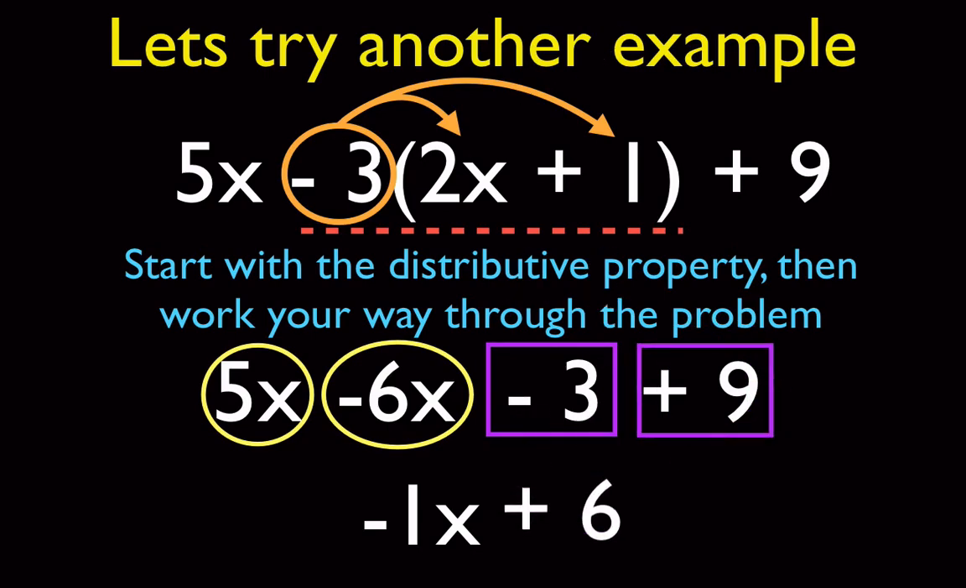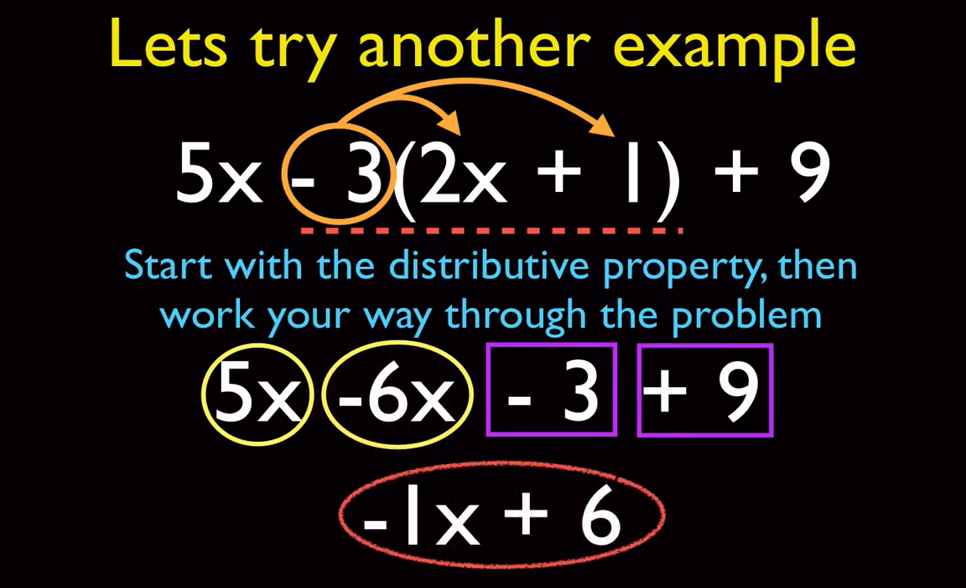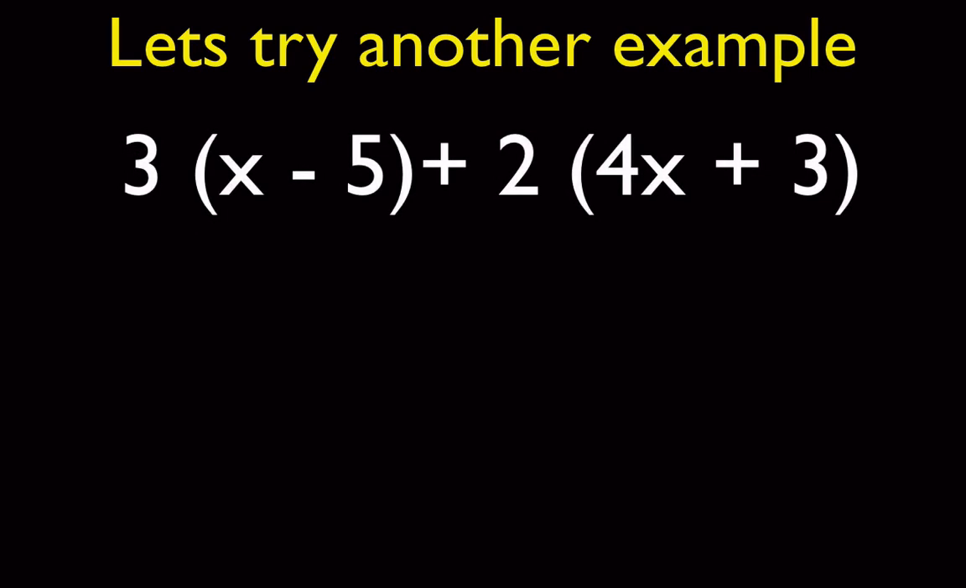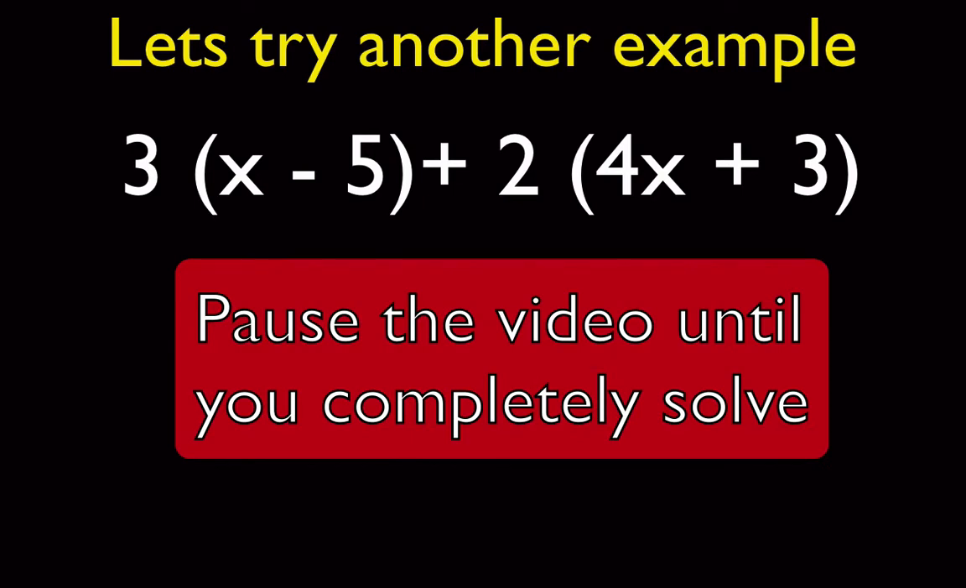And as you can see, doing this, I end up with negative 1x or negative x, and 9 minus 3 is 6. I'd like you to go ahead and try this one on your own. So pause the video, and when you guys feel like you have the answer, go ahead and hit play. What I do want you to be careful about is I have 2 distributive properties here, so you're going to have to make sure you do both of them.